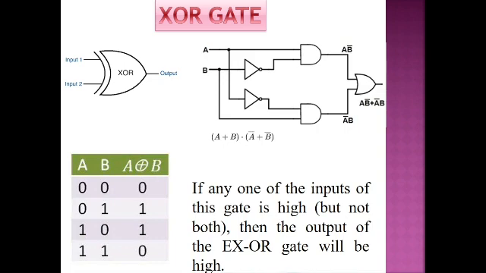Next is the exclusive OR gate or XOR gate. It is a combinational gate having two AND gates, two NOT gates and an OR gate. It is doing the logical operation A B bar plus A bar B. It can be seen from the truth table that if any one of the inputs of this gate is high but not both, then the output of the XOR gate will be high.